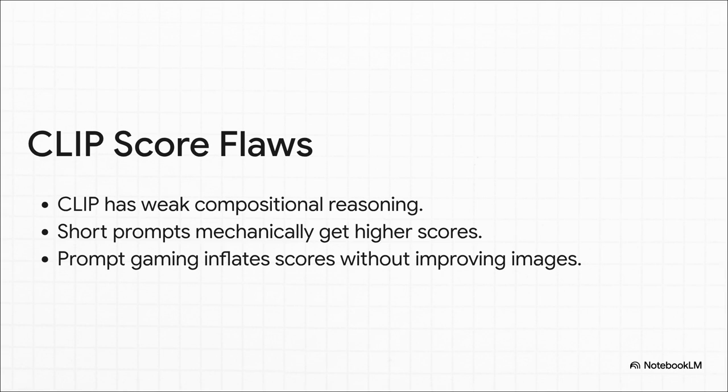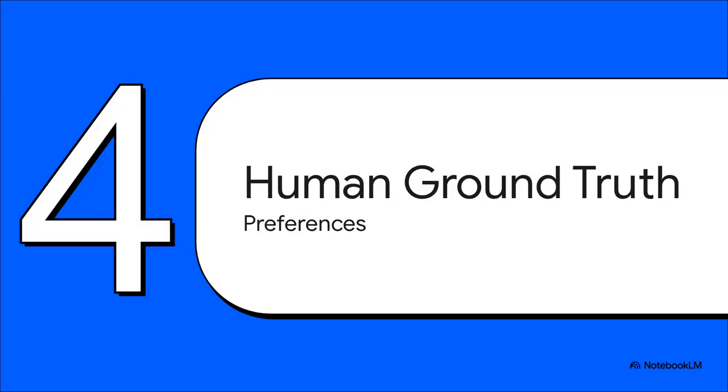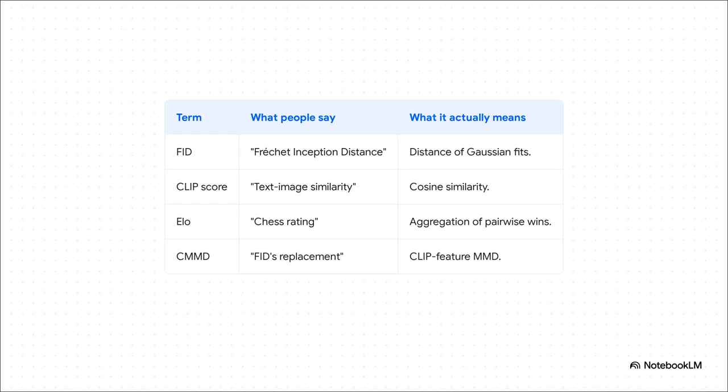If you just inject buzzwords like high quality, 4K, or masterpiece into a prompt, it effortlessly inflates the CLIP score without actually improving how well the image matches the core subject of your text. It's wild. All right, Section 4, the human ground truth preferences. Since automated metrics can clearly be tricked, we ultimately have to rely on human preference as the final judge.